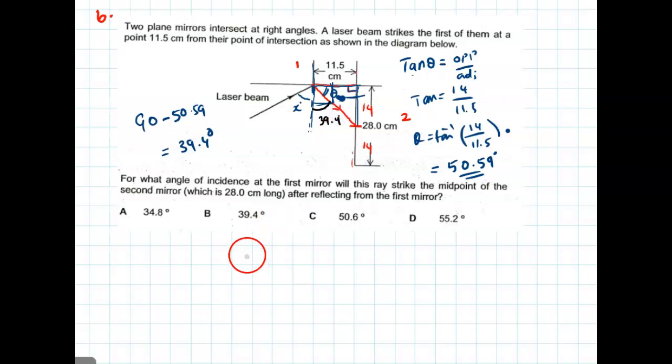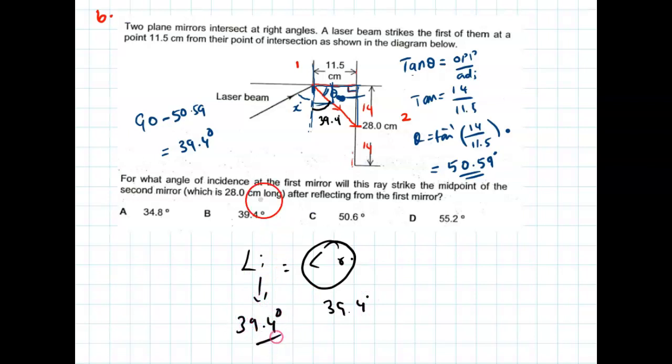And we know the law of reflection, angle of incidence equals angle of reflection. The angle of reflection is 39.4 degrees. So the angle of incidence must be 39.4 degrees. So the answer is here, 39.4 degrees. So it is interesting, right?